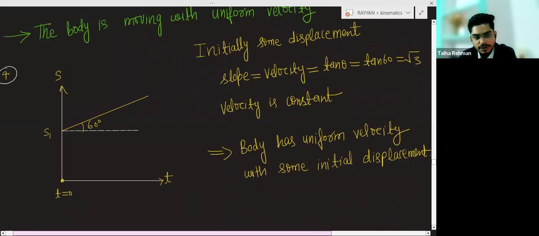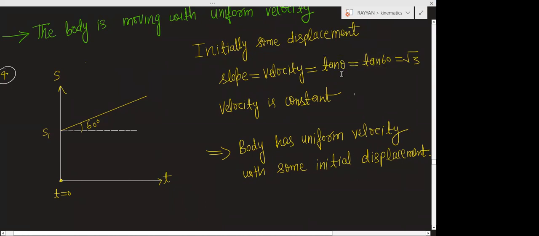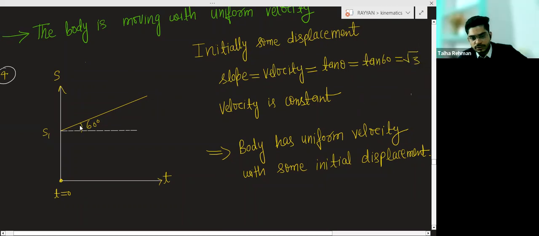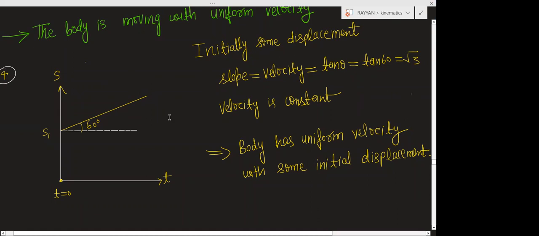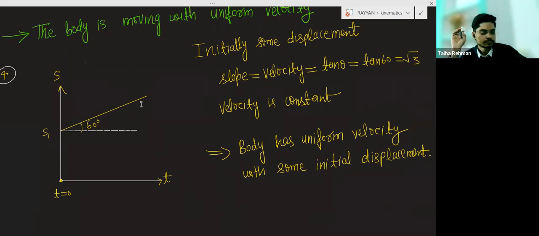So when you calculate the slope, what is the slope of a displacement time graph? Velocity. And slope is given by tan theta. Tan theta means tan 60, and tan 60 is root 3. So for this graph also the velocity is constant. I told you that if the graph is a straight line, the velocity will be constant.